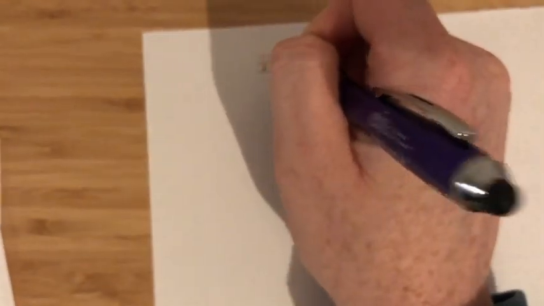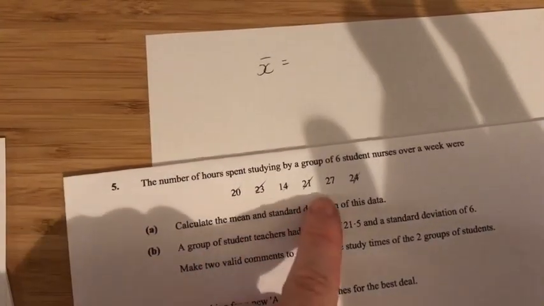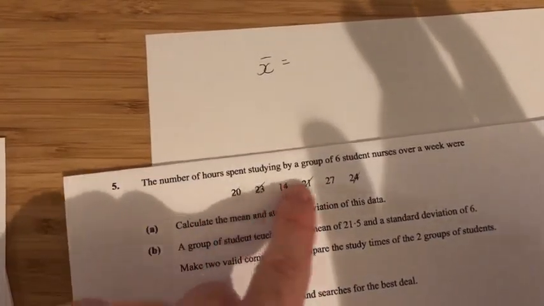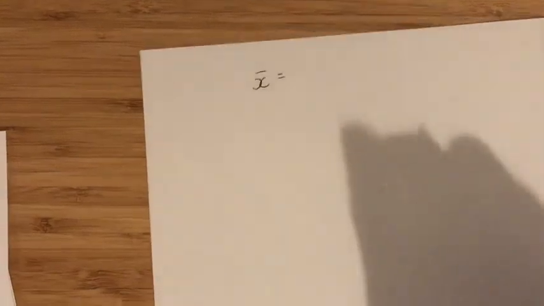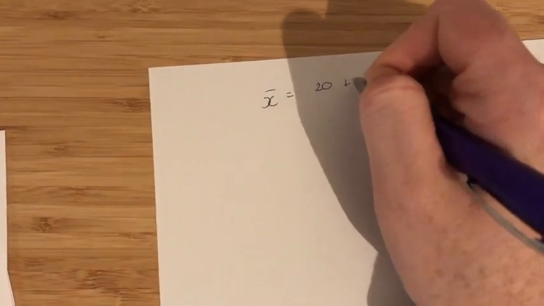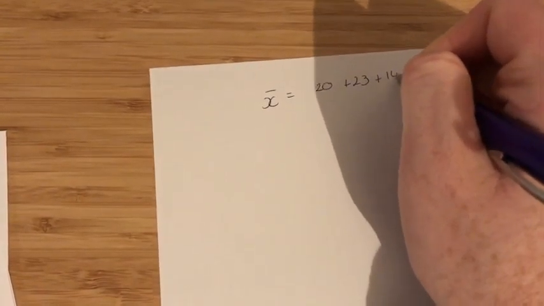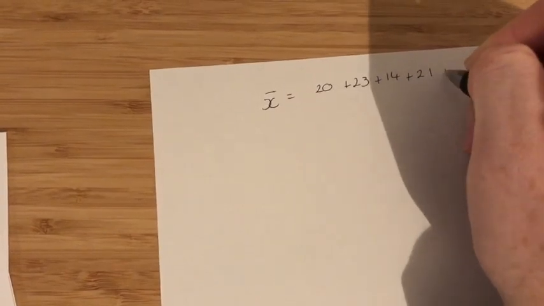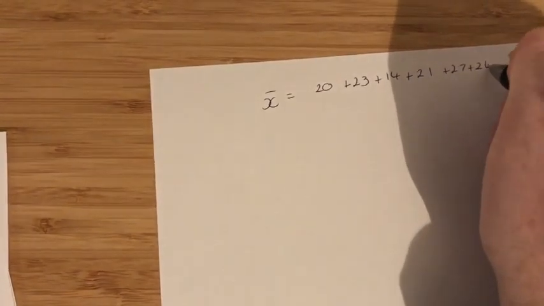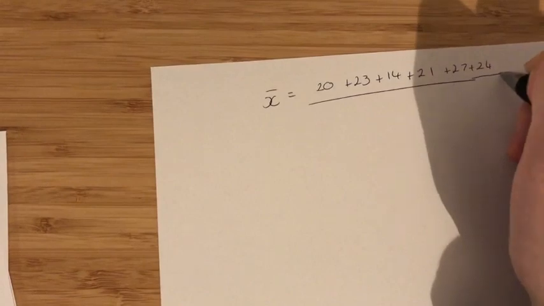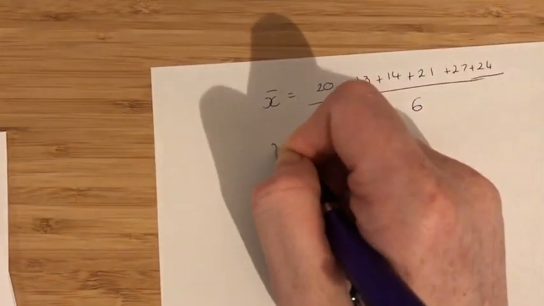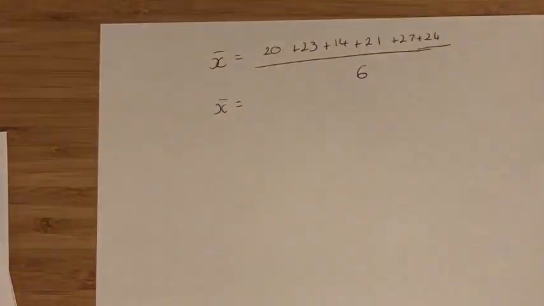So the mean we find by adding all the data values up. So adding all of these up and dividing by the number that there are, and there are 6 different ones here. So we've got 20 plus 23 plus 14 plus 21 plus 27 plus 24 divided by 6. So it's good to show your working for the mean.